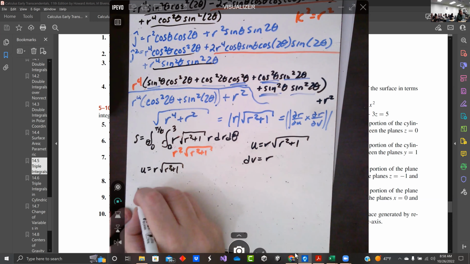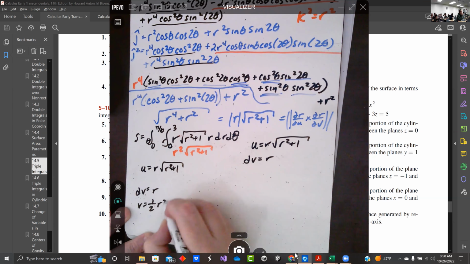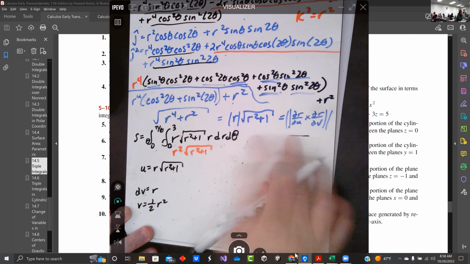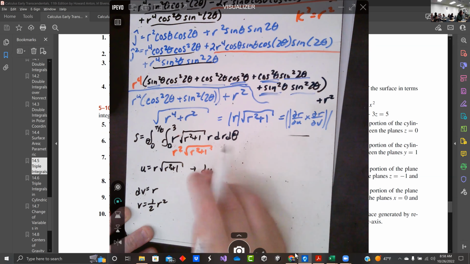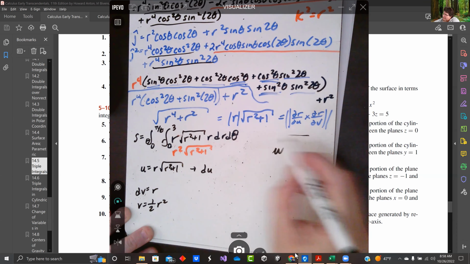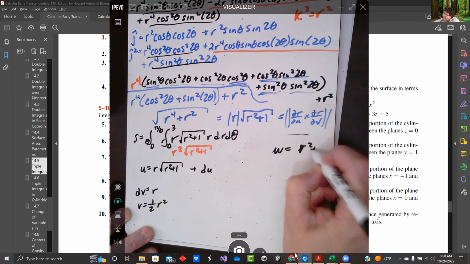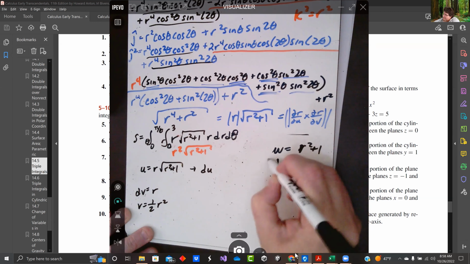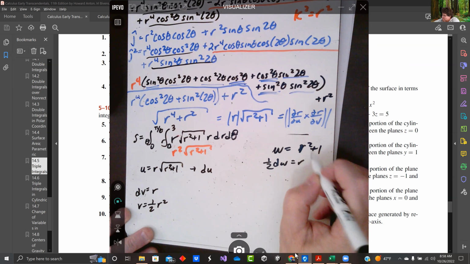You see one of the R's is constant. So let's look at it. If I do a U, I could do W equals R squared plus 1. DW, 1/2 DW equals R DR.